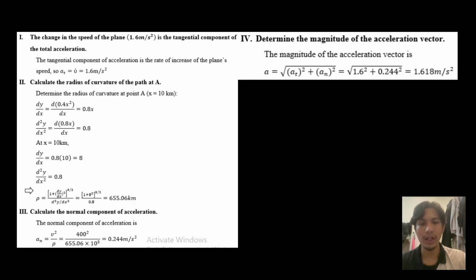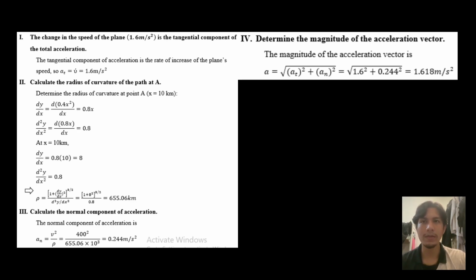After that, we calculate the normal component of acceleration. You use the formula a_n equals v square over rho. So the v is 400 and the rho is 655.06 times 10 to the power of 3, because we have to change the kilometer to meter. So the answer that we got is 0.244 meter per second square.